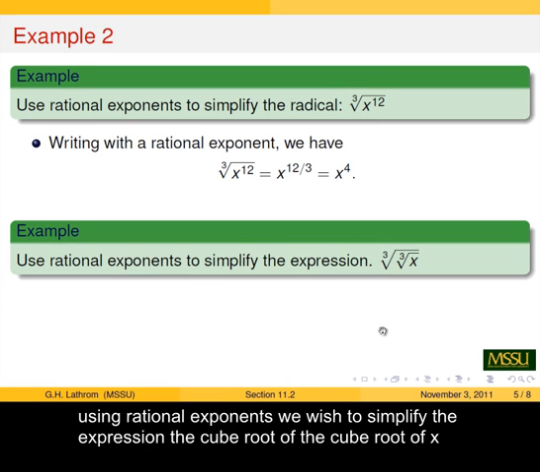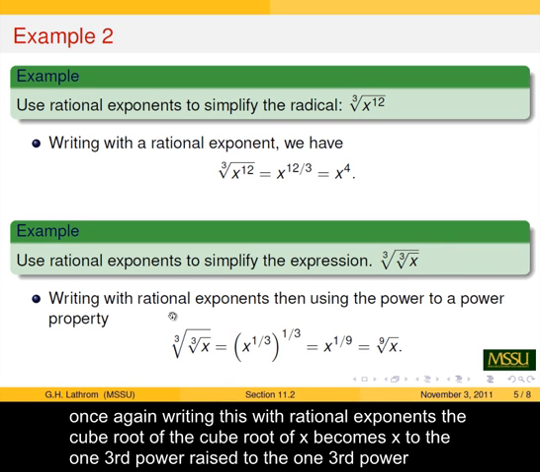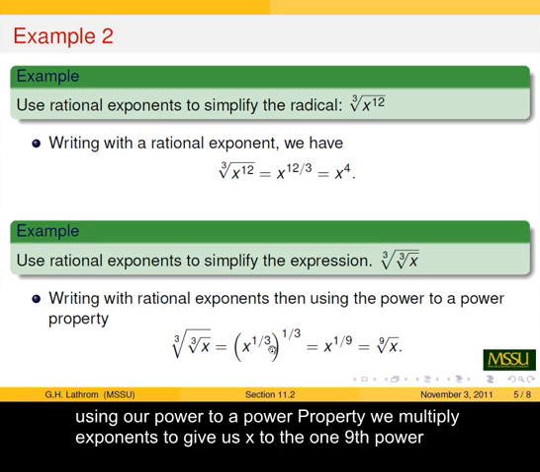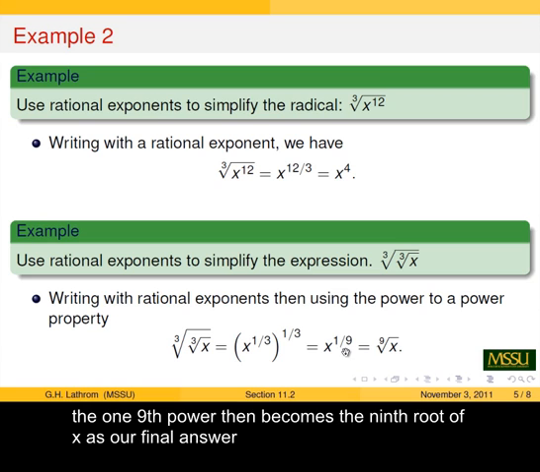Using rational exponents, we wish to simplify the expression the cube root of the cube root of x. Once again, writing this with rational exponents, the cube root of the cube root of x becomes x to the 1/3 power raised to the 1/3 power. Using our power to a power property, we multiply exponents to give us x to the 1/9 power. The 1/9 power then becomes the 9th root of x as our final answer.